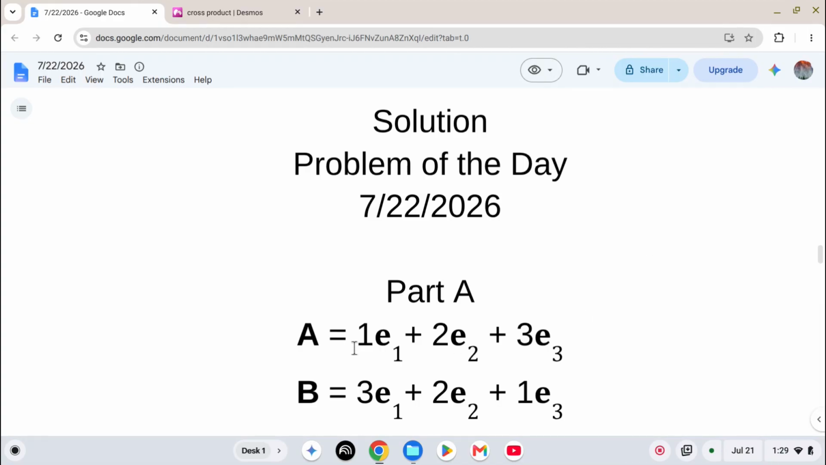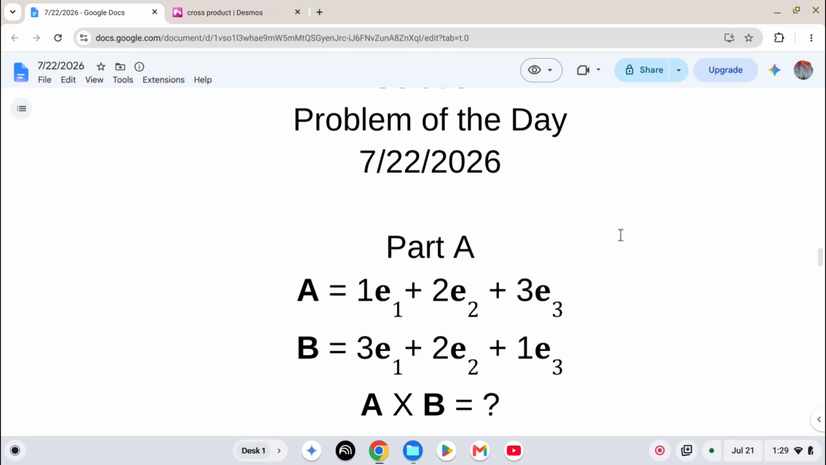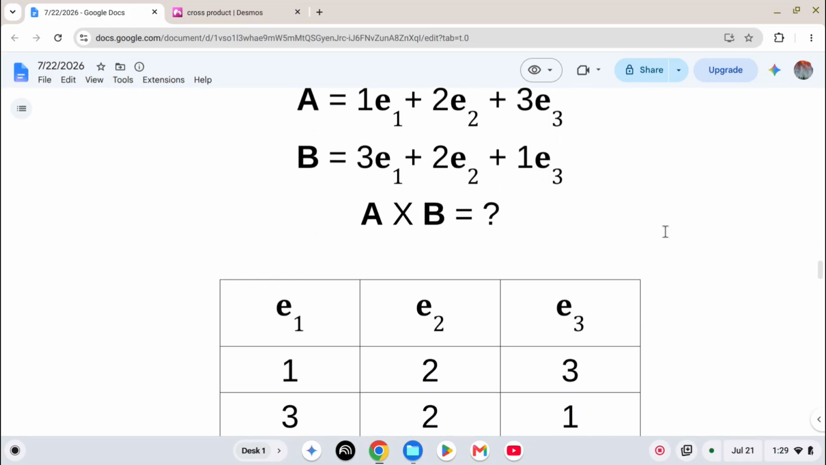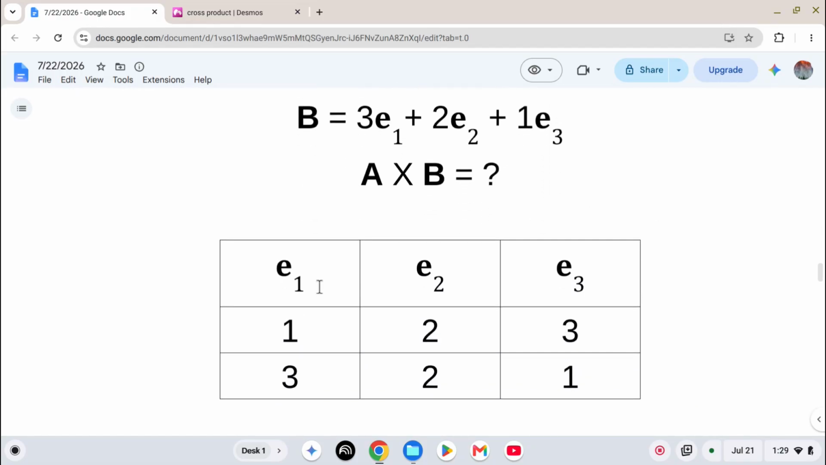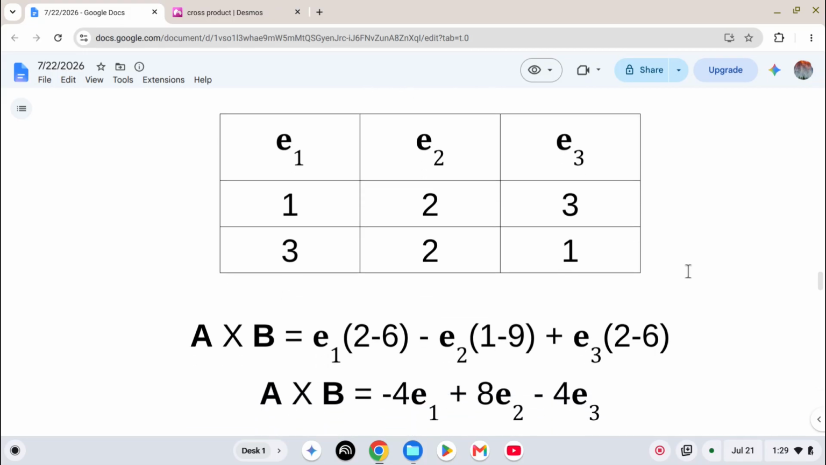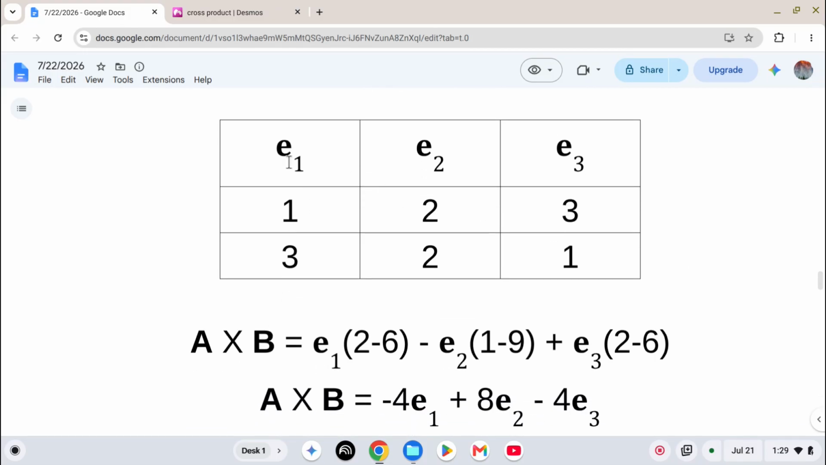So part A was just to perform the traditional cross product of these two vectors, A cross B, and we all know how to do this. We got in row one our basis vectors. This is vector A components, vector B components. So we block out this column and this row, take this determinant, 2 times 1 is 2, minus 2 times 3 is 6. We get a negative 4.